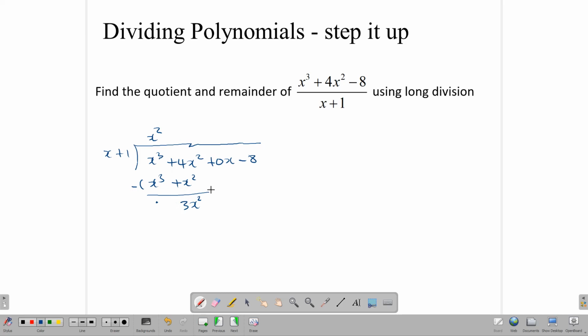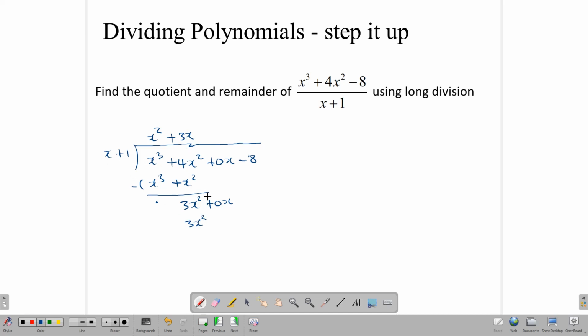Now we want to drop down the next term, and the next term would be this. So we do the same process again. x into 3x squared gives us 3x. And multiplying x times 3x is 3x squared.